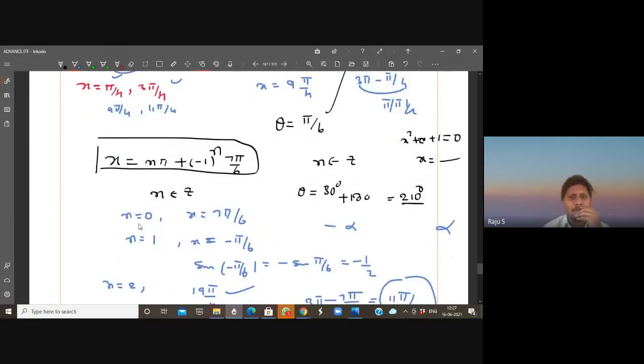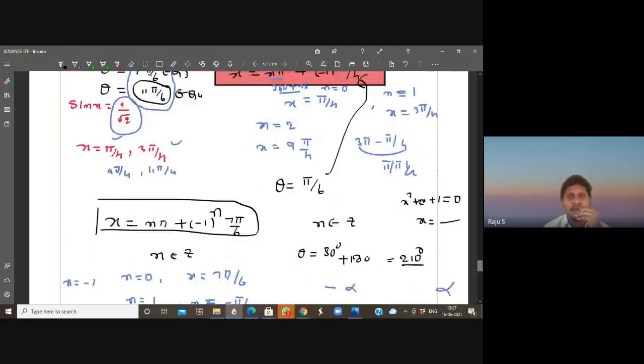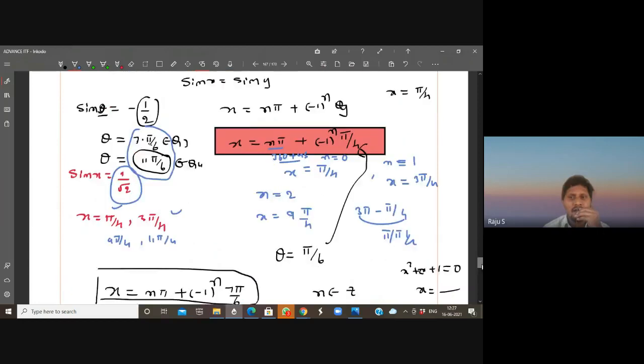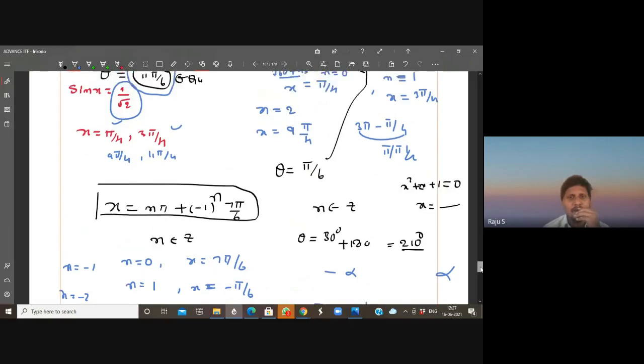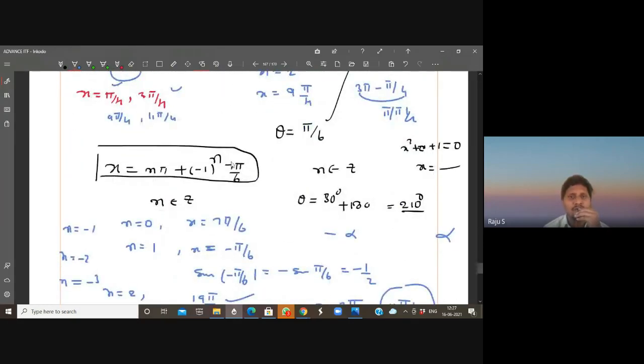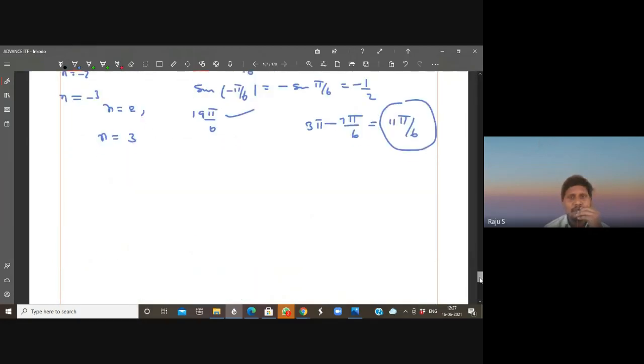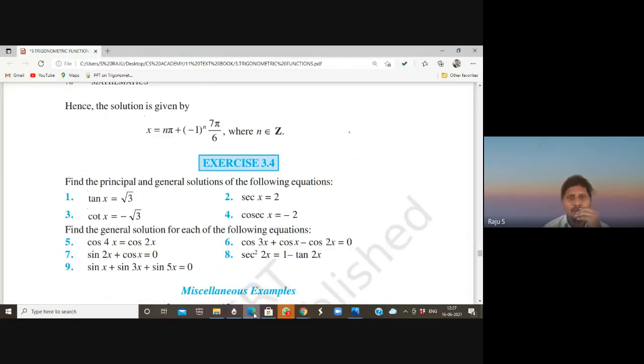Here we are taking positive values. Now we can take negative values also: minus 1, minus 2. It is not required to substitute; no need to find all these values. We are just writing the general form. Is it clear, students? I'm finding the principal values, and in that I'm choosing the least value to write here. That's all. Now we will do the first question.